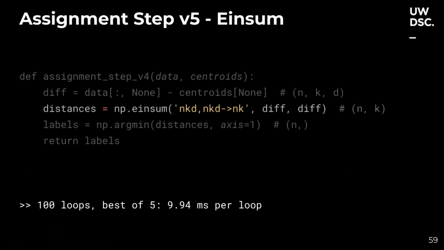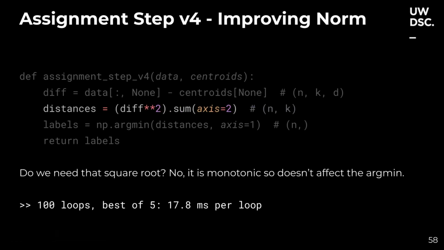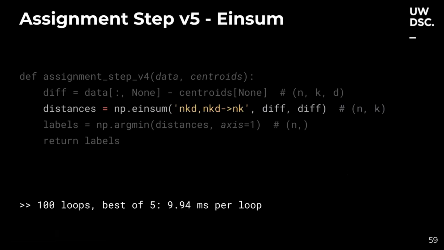The next thing we can do is something called einsum. Now this code I'm going to claim is directly equivalent to this one here. We're taking 2 arrays of dimension n k d, which are these difference arrays, and reducing them into n k.